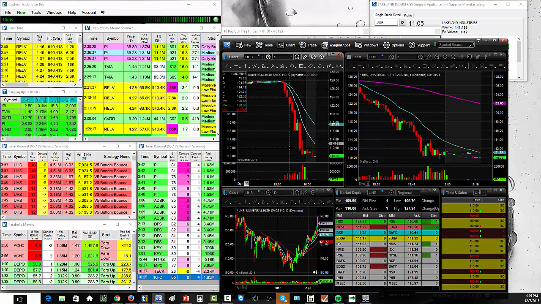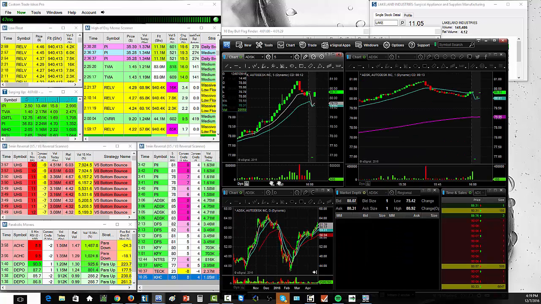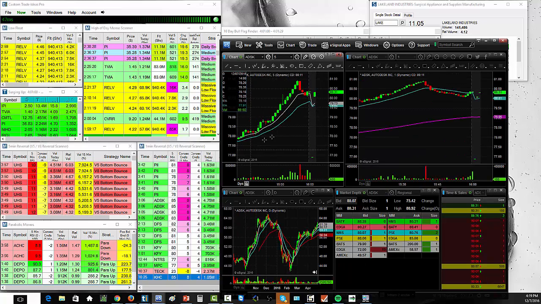So I'm looking for those big extensions, and I find them using these stock scanners right here. So let's look at Autodesk. We traded this one yesterday. This was a stock that was really extended, and you can see this was a good reversal even today. You have this many consecutive green candles. So this is, let's see, 2, 4, 6, 8, 10, 12, 13 consecutive green candles.